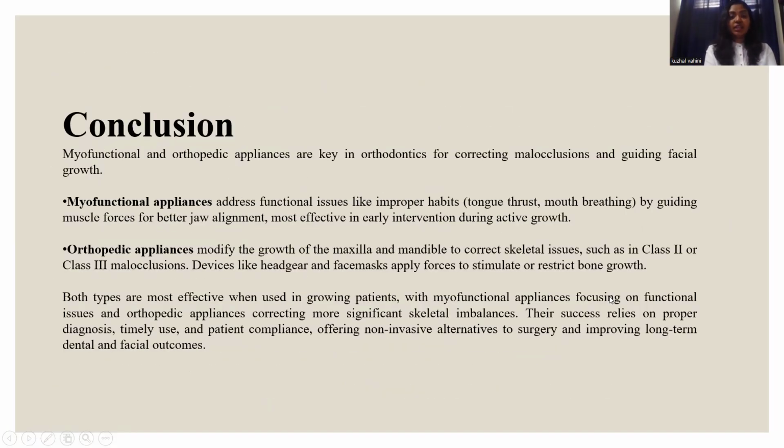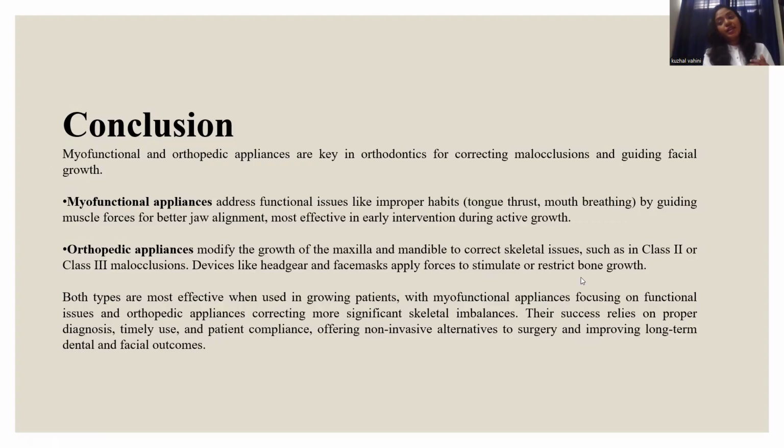So to conclude, the myofunctional and orthopedic appliances are the key appliances for correcting the malocclusion and guiding the facial growth. Myofunctional appliances address functions like any improper habit or any other extraoral forces. They guide the muscle forces to align the jaw or the dentition and redirect the jaw growth. So this is with the myofunctional appliance. And orthopedic appliances modify the growth by restricting the growth in the maxilla or the mandible, to correct the skeletal structures in class 2 and class 3 cases.